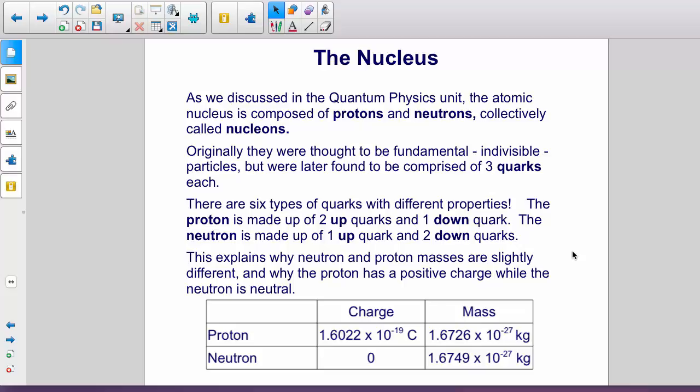This explains why neutron and proton masses are slightly different and why the proton has a positive charge while the neutron is neutral. Below is a table that shows the charge and mass on both particles.